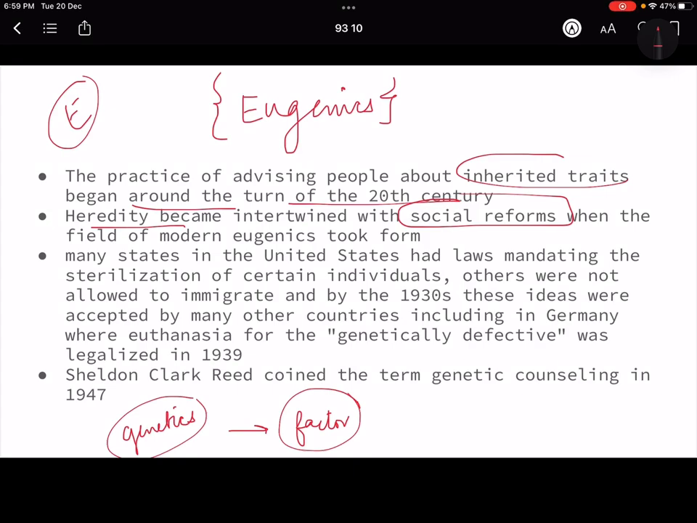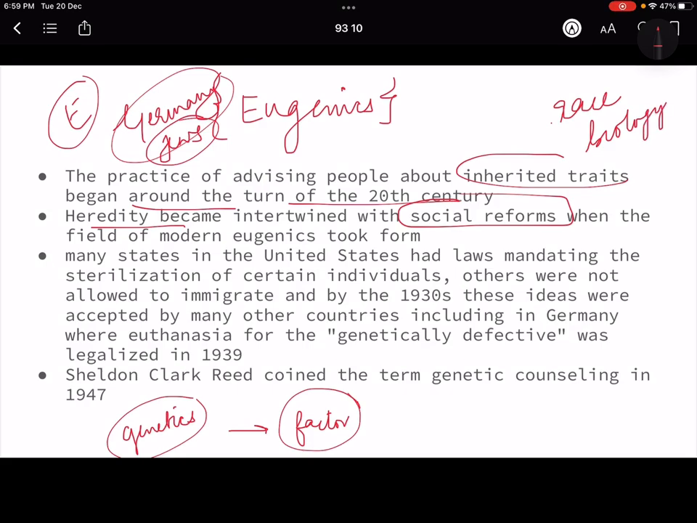For example in Germany, there was mass extermination of Jews. Why? They believed that they were not superior. So they joined the concepts of race with biology, right? So because of this, eugenics went on to take a very negative role. In many places there were prosecutions that happened like that.